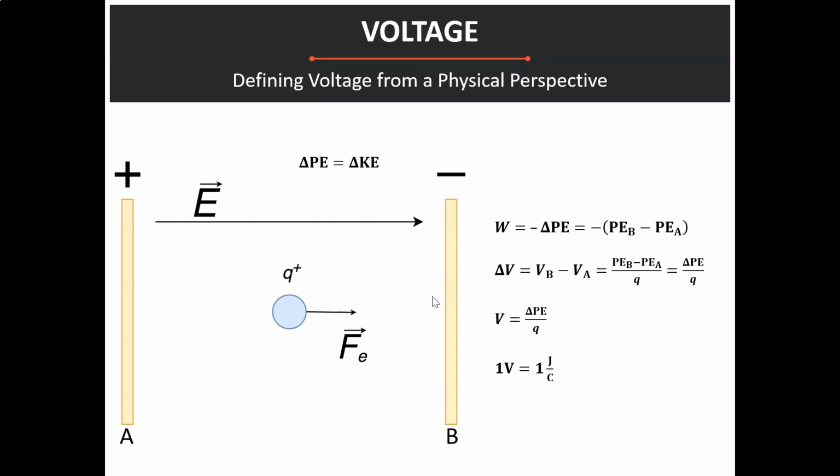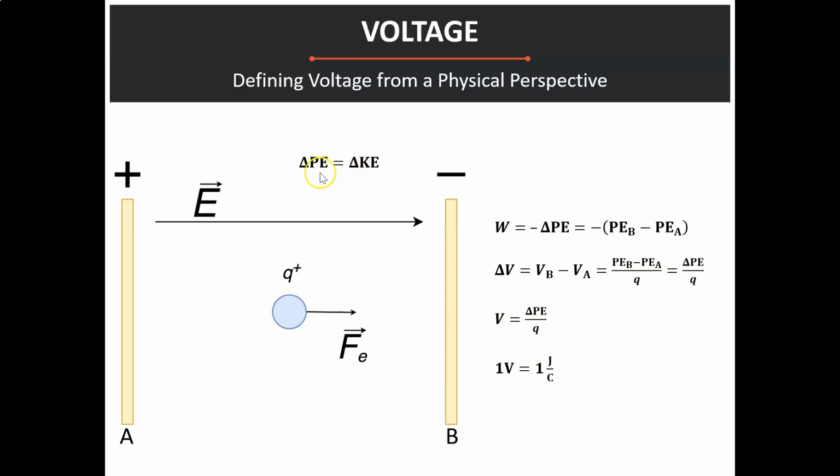This process is analogous to an object being accelerated by a gravitational field. For example, when an object is dropped from a high point, it gains kinetic energy as it moves downward due to the force of gravity. For electricity, it is as if the charge is going down an electrical hill, where its electric potential energy is converted to kinetic energy.